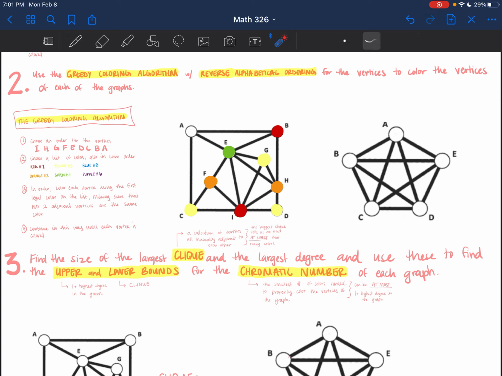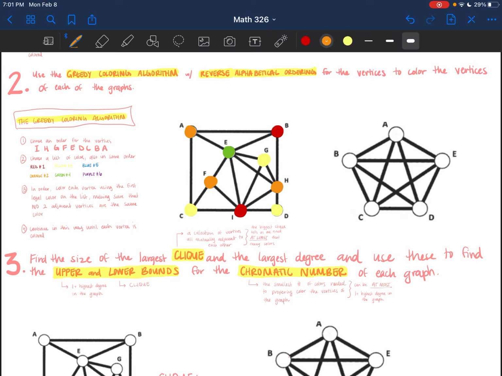And now our final vertex, A, is touching B, E, and C. So it can't be red, it can't be green, it can't be yellow. Like how we skipped around, our next legal color isn't going to be blue, like how we thought in our last one. It's going to be orange, because the only things it can't be are red, yellow, and green. So the first legal color is going to be orange.